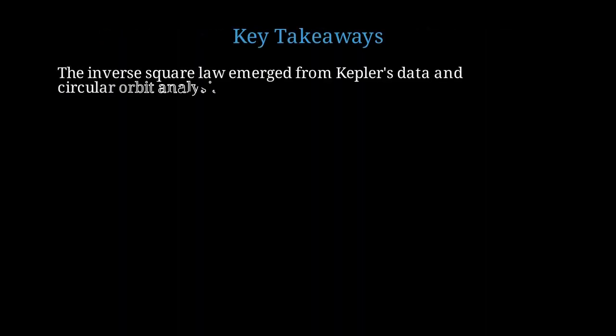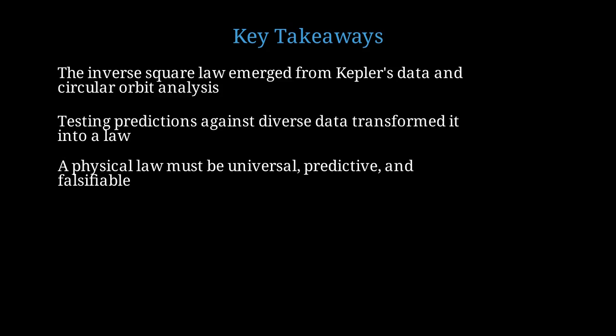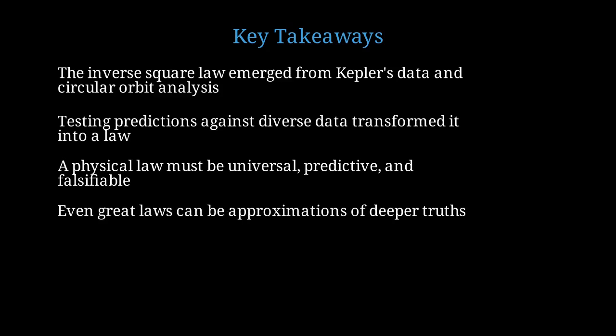The inverse square law of gravitation emerged when Newton combined Kepler's third law with the mathematics of circular motion. What transformed this from curve fitting to a physical law was extensive testing against diverse phenomena: planetary orbits, the moon, comets, and tides. A true physical law must be universal in scope, predictive of new phenomena, and falsifiable by observation. Even Newton's magnificent law turned out to be an approximation of Einstein's deeper theory, reminding us that science is always provisional and open to refinement.